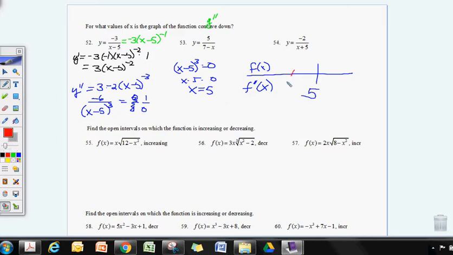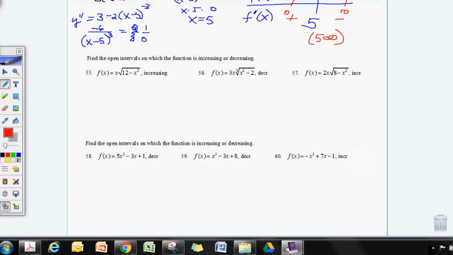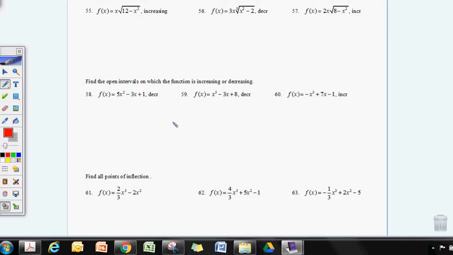So if I put 0 and I plug it into my second derivative, I get a negative divided by a negative. That's going to be positive. That's concave up. It's going to look like a cup. If I put 10 in, this is going to be positive divided by a negative. It's going to be negative. This is going to be concave down, going to look like a clown. So they asked, where is this concave down? From 5 to infinity.